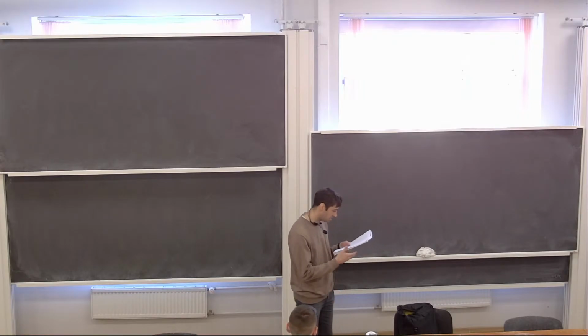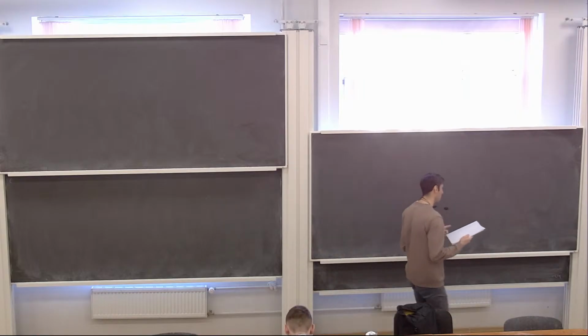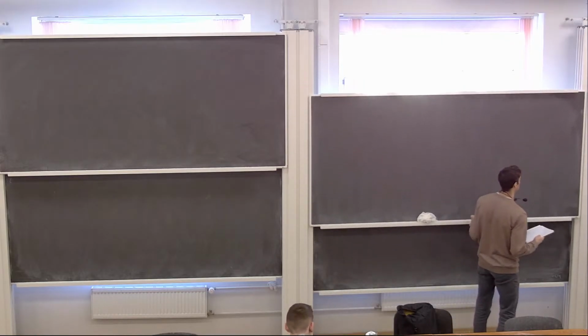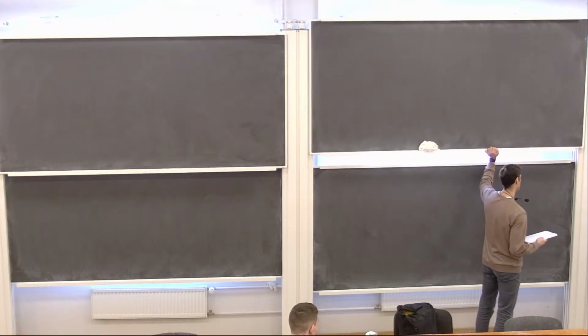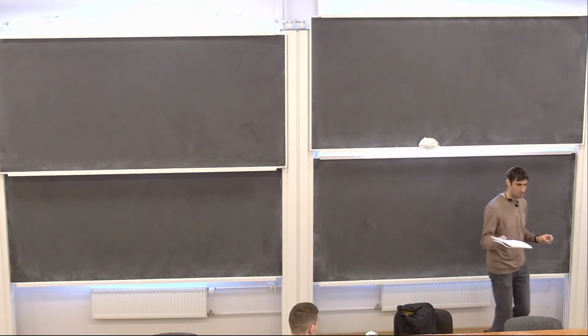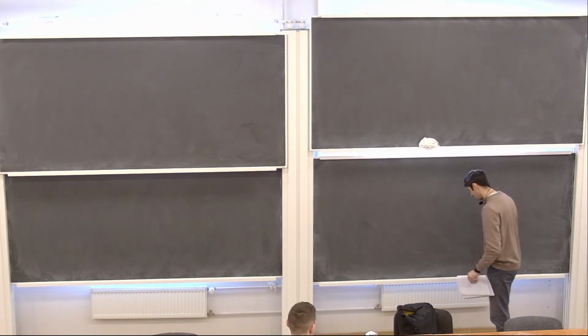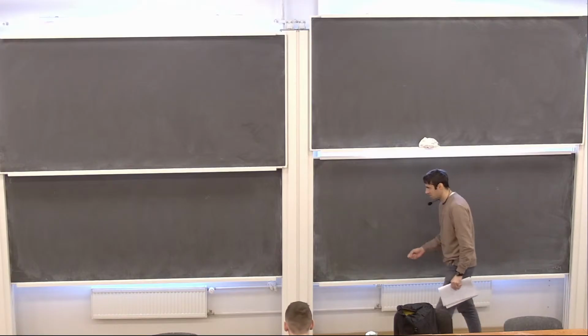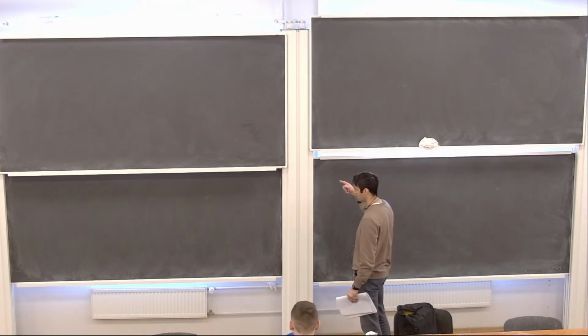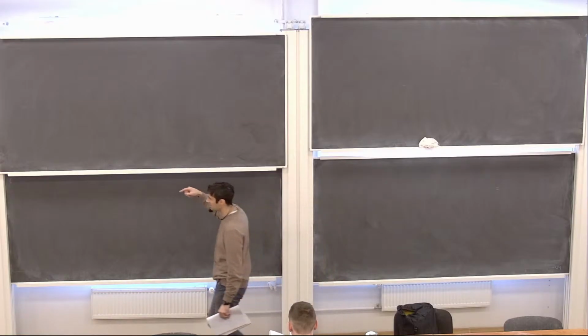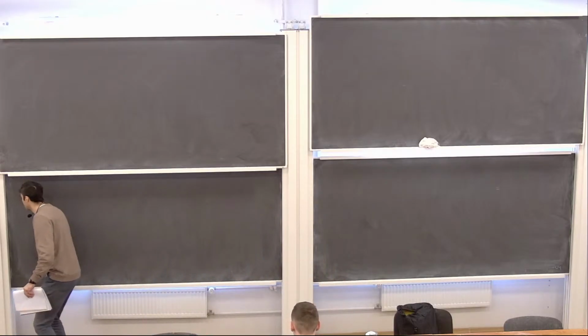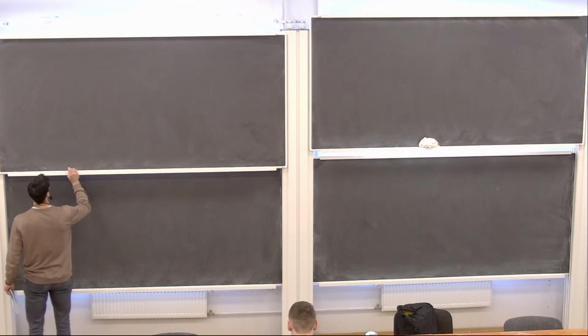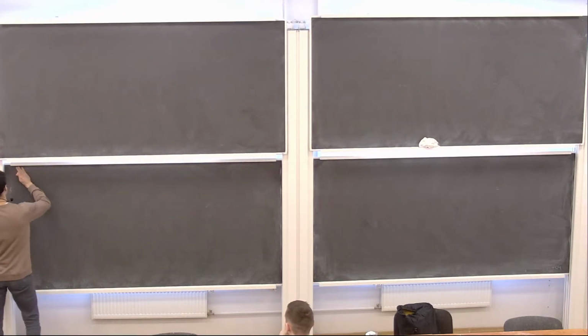Okay, let me start. So first I need to address a minor correction. Sergey was right. There was some mistake in defining anti-holomorphic representation, which is just to draw a bar a little bit shorter.